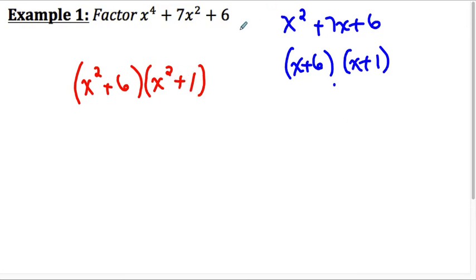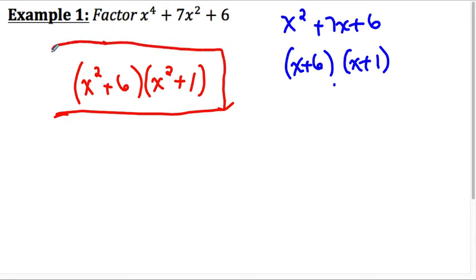Now the other thing that we have to do here to finish out the problem is, because these are quadratic binomials, we also have to now look for difference of two squares to finish out the problem, which we don't have here because these aren't differences, these are both sums. x squared plus 6, x squared plus 1. So this one is finished the way it is. We can't do anything else with this. So we're going to box that one, final answer right there.